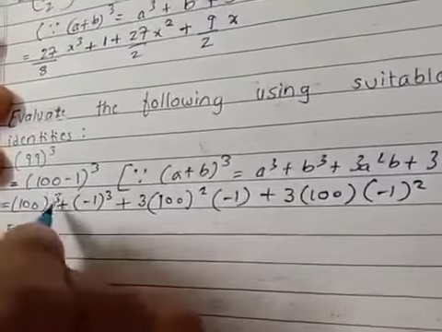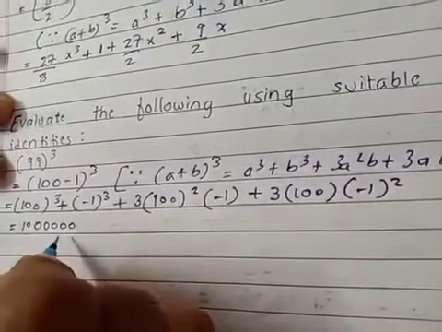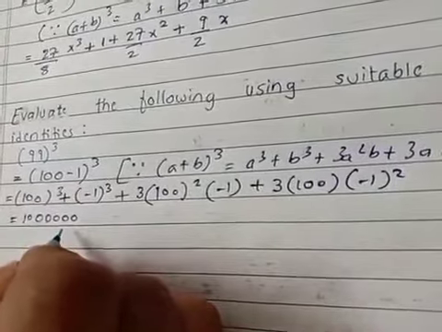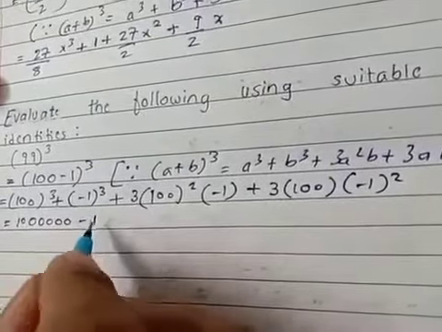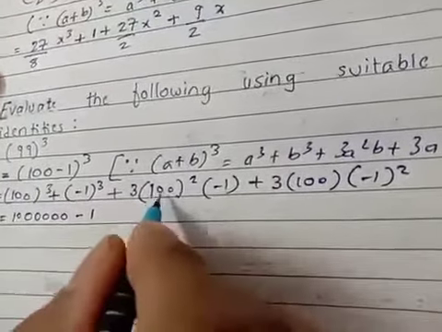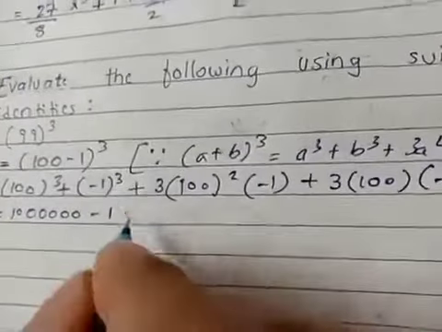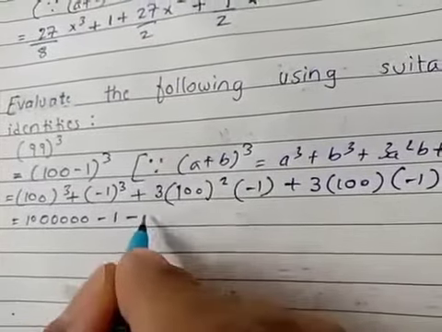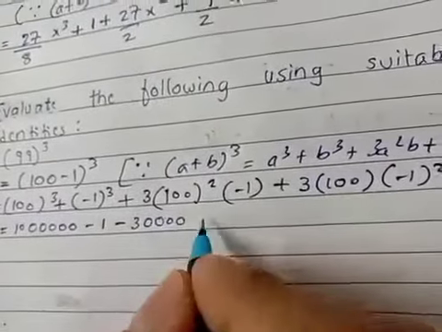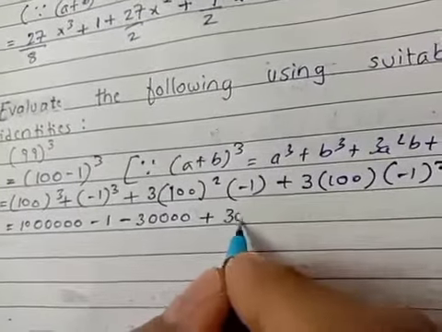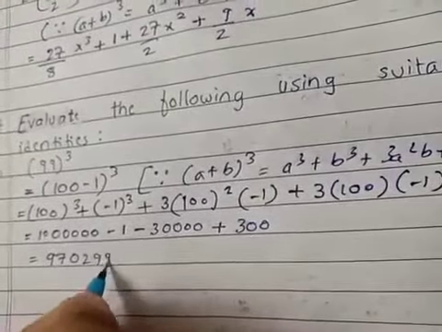This will be 100 into 100, 3 times. So what is the answer? 10 lakhs. This will be minus 1, since it is a cube, so the sign will remain as it is. This is 100 square into 3, and minus plus plus is minus. So how much is this? 30,000. And plus 300. If you solve this, what is the answer? 970299.